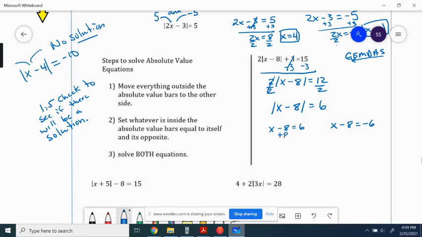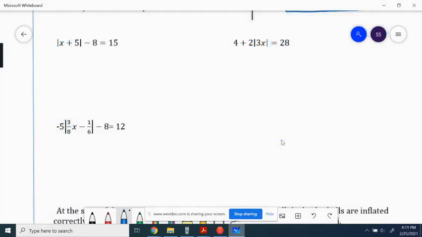So we're going to add 8, and we're left with x is equal to 14, or add 8 on both sides here. Negative 6 plus 8 is positive 2. So there you go. There's our 2 values of x. All right, let's look at a few more examples here.